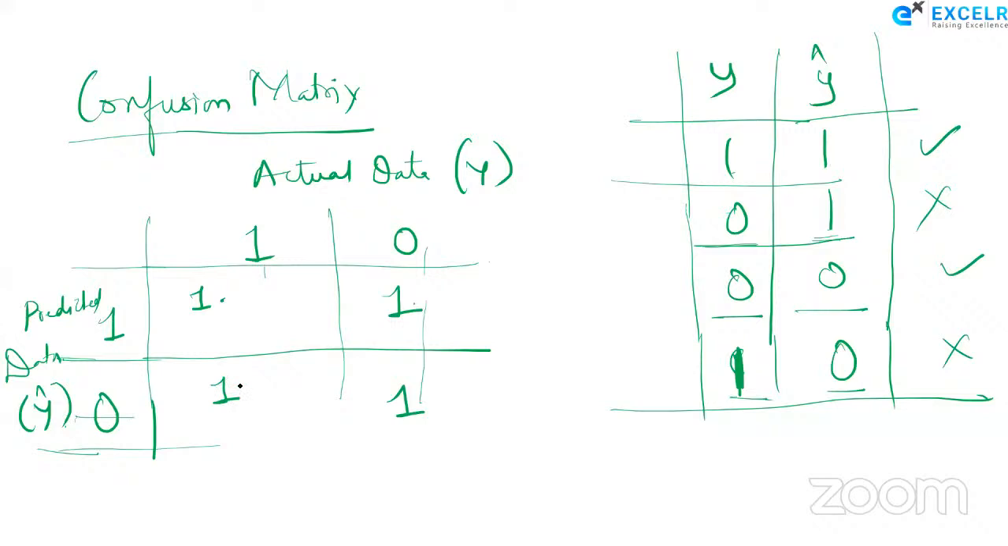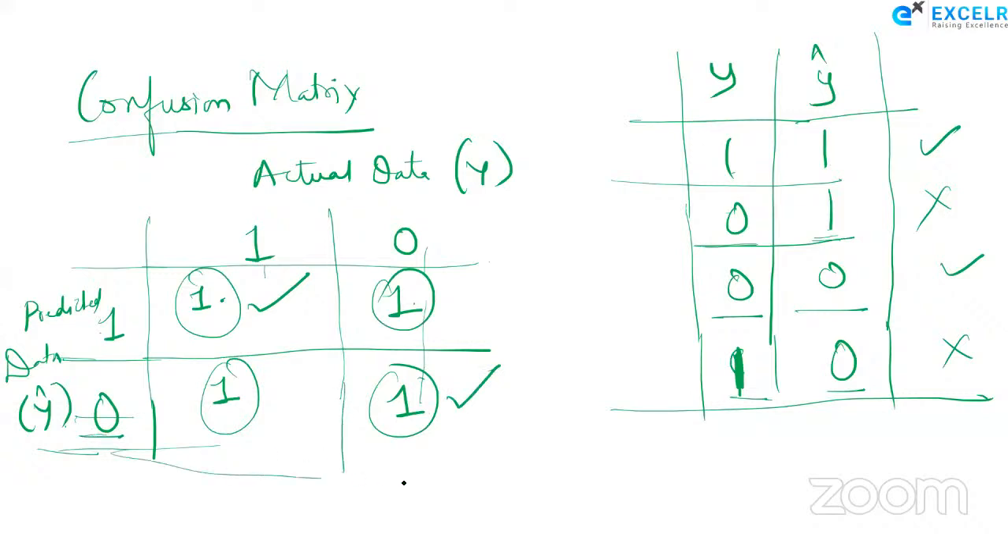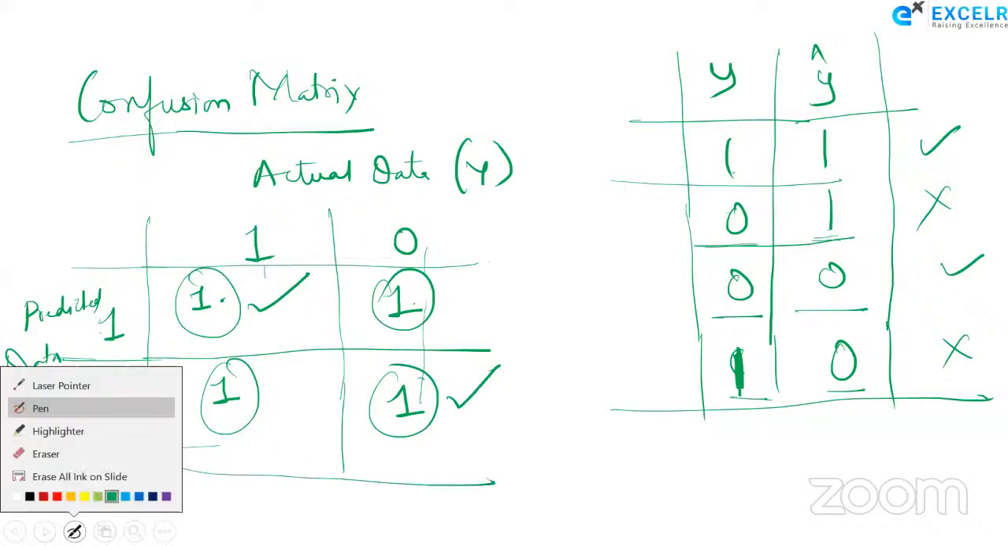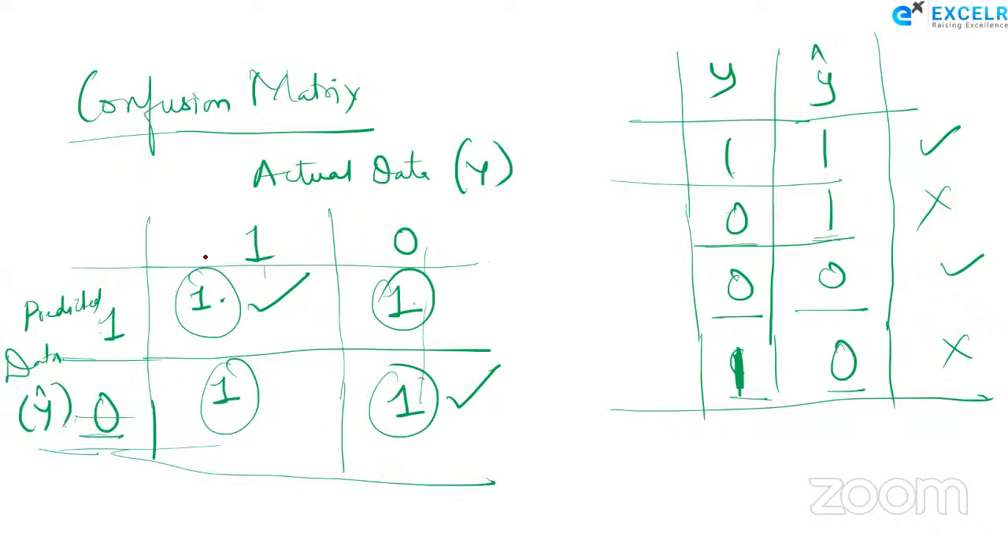So if you look over here, one observation is here, one observation is here, one observation is here, and one observation is here. So when the actual was 1 and predicted is also 1, this is the correct prediction the model made. And when the actual was 0 and the predicted is also 0, my model made the correct prediction. So if you see here diagonally, these are the correct predictions which my model actually made.